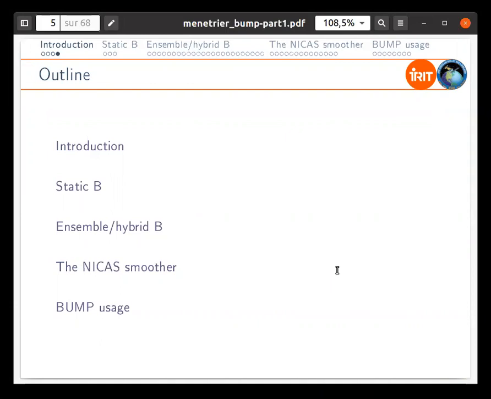So today I'll just talk about the static B, and then about the ensemble and hybrid B, and tomorrow morning I'll talk about the NICAS smoother and the BUMP usage.